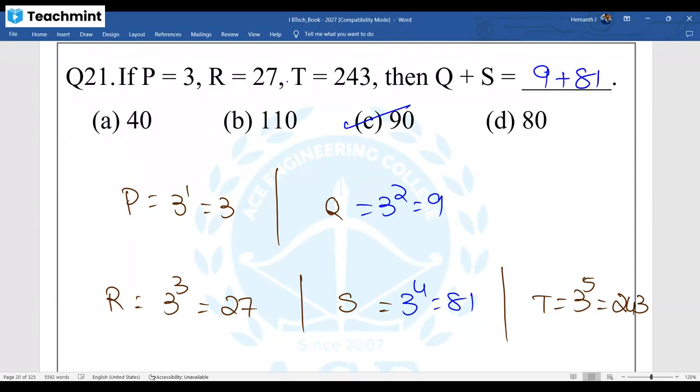Or some other people have a logic like, it's divided by 3, P 3 divided by 3, 27 also divided by 3, power divided by 3, so the answer should be divided by 3. 90 is the only value we have. Some people may select like that also. I do agree with your logic. Your answer should be divided by 3. P value divided by 3, R 27 also divided by 3, T 243 also divided by 3, then your answer also should be divided by 3. So the only answer divisible by 3 is 90. That logic we also agree with.